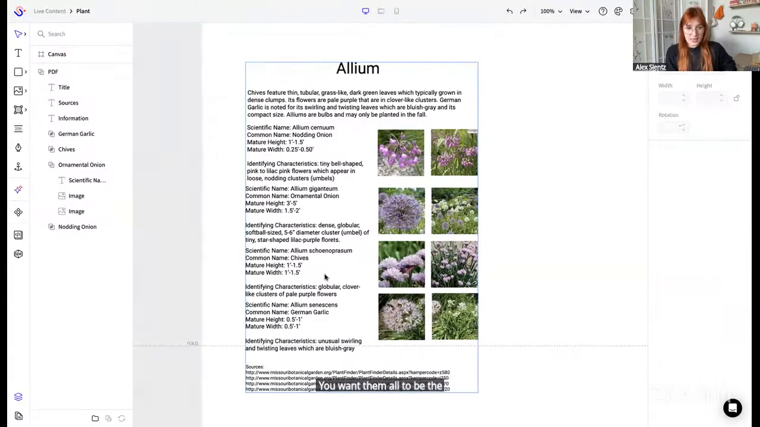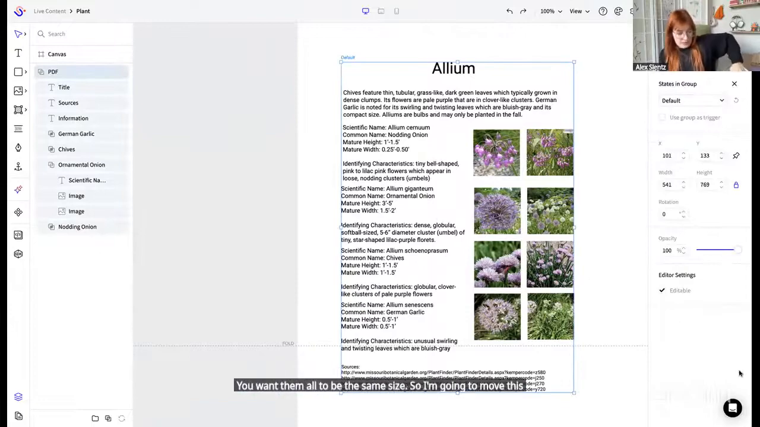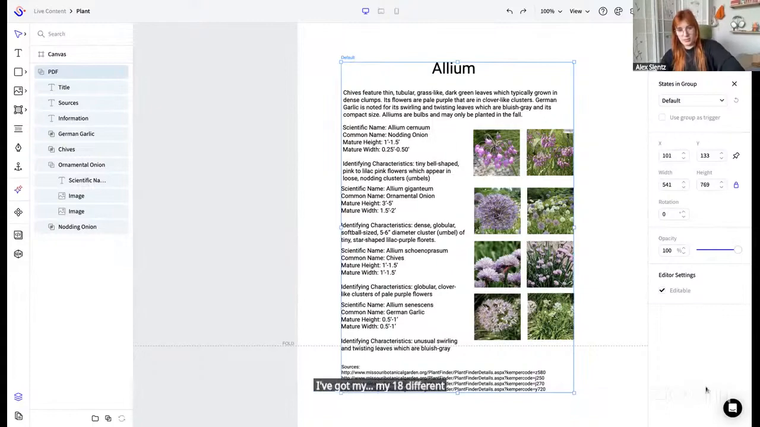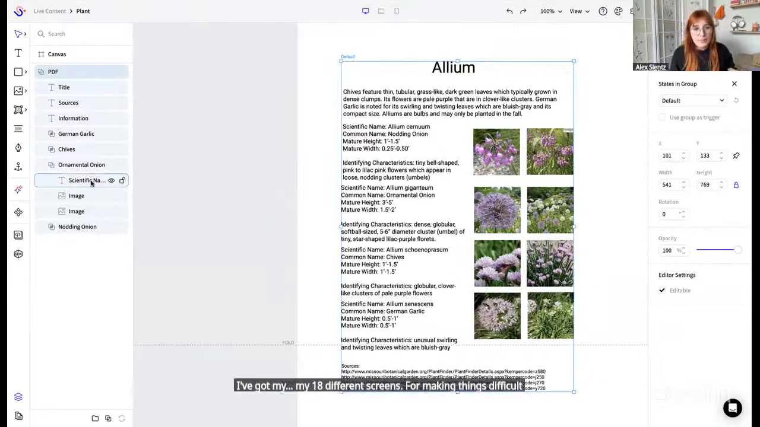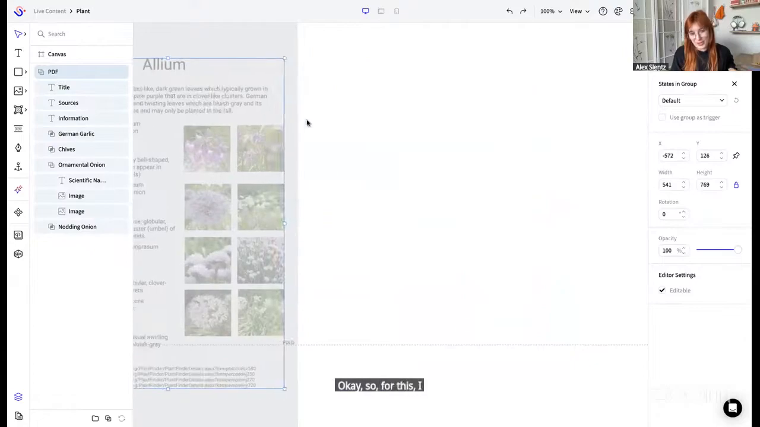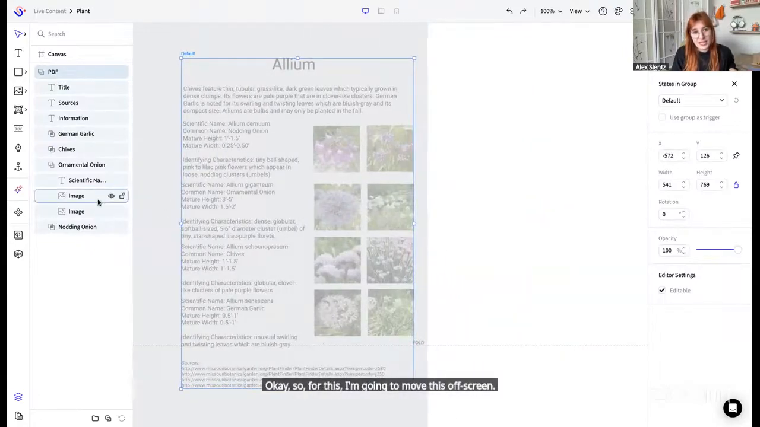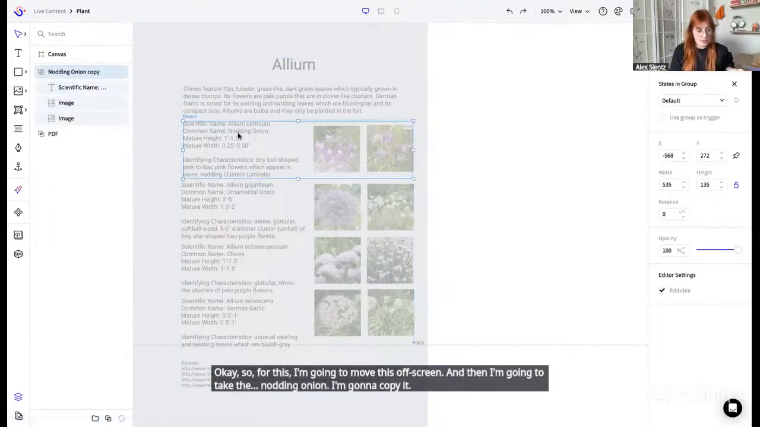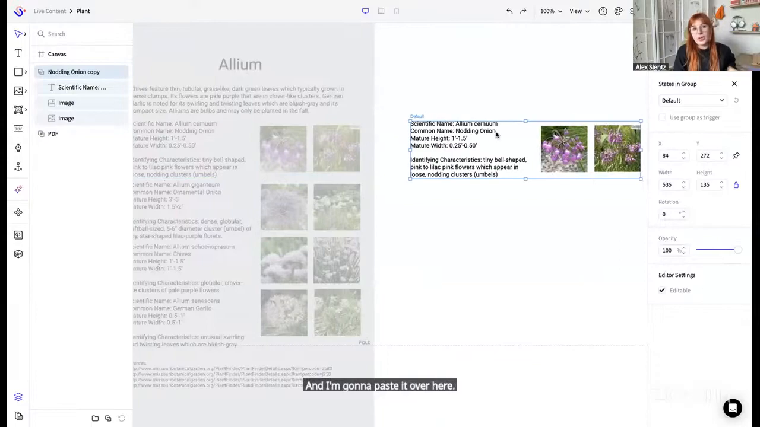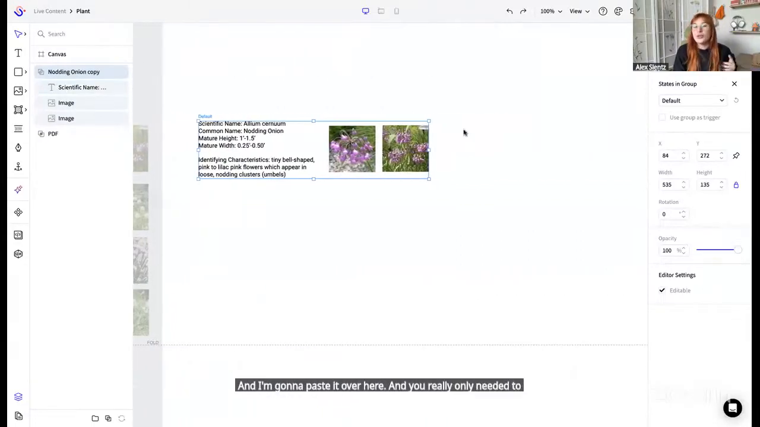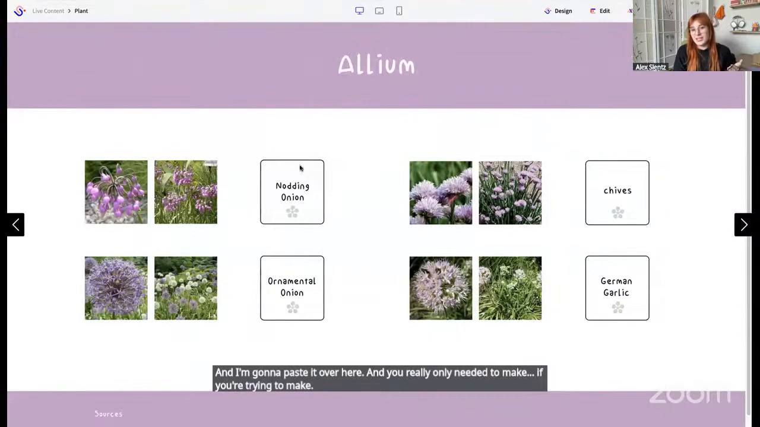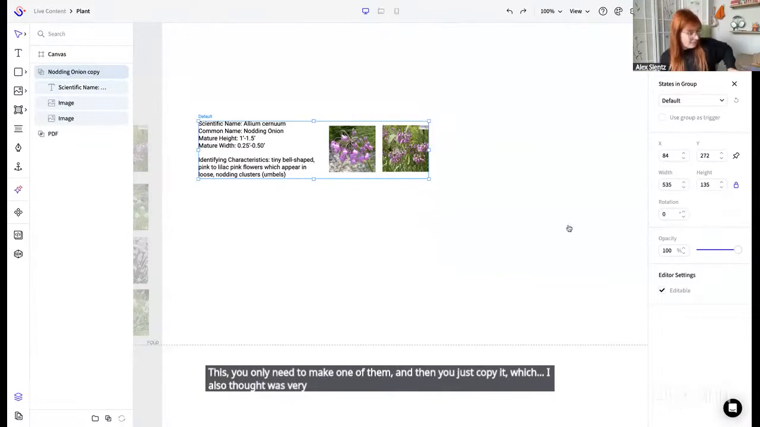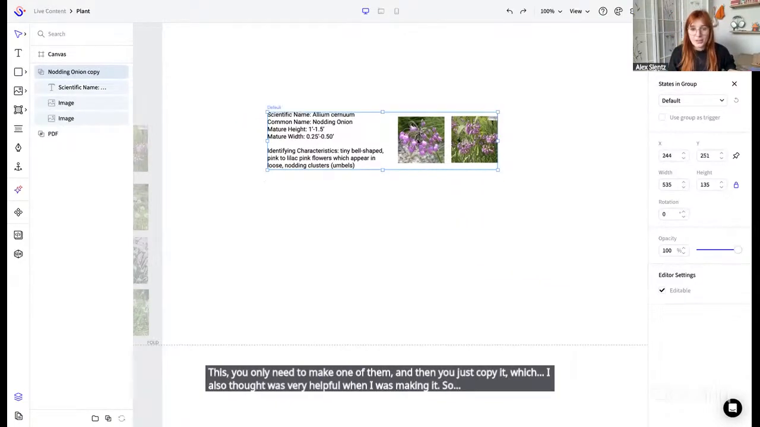be the same size. So I'm going to move this. Sorry, I've got my keyboard over here. I've got my 18 different screens which are making things difficult. Okay, so for this, I'm going to move this off screen. And then I'm going to take the Knotting Onion, copy it, and paste it over here. If you're trying to make this, you only need to make one of them, and then you just copy it, which I also thought was very helpful when I was making it.